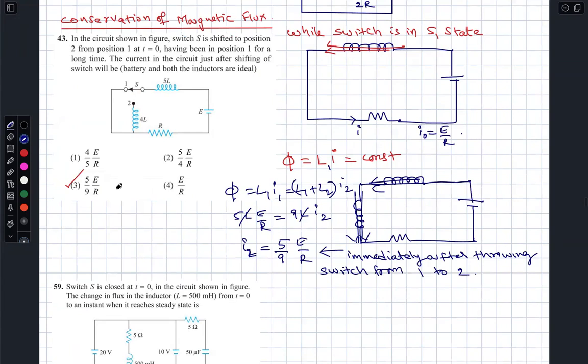Any doubts? Conservation of magnetic flux, standard model. Boys and girls, if you have any doubt, please ask me right now. Or at least someone please tell me, have you followed or not? How do I know whether you understood this or not?